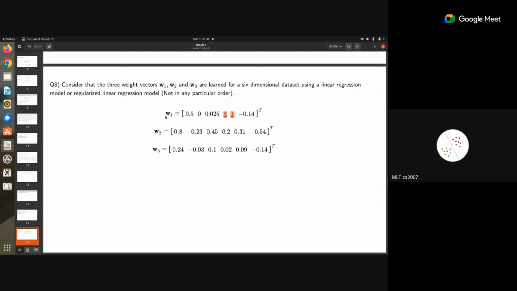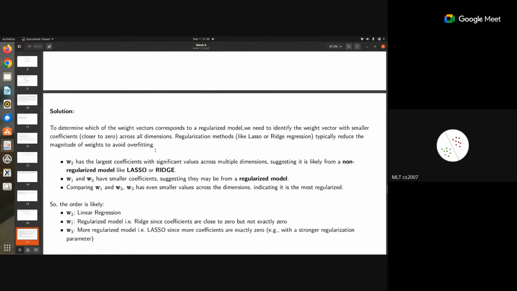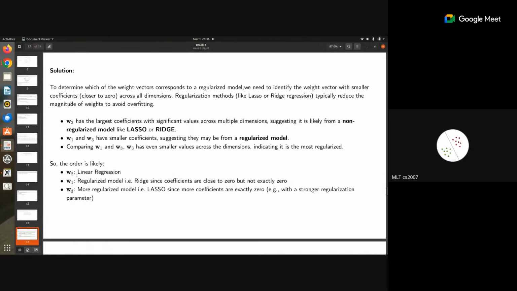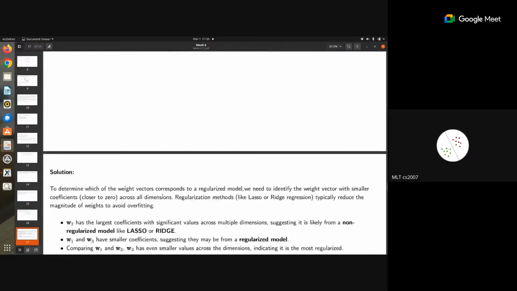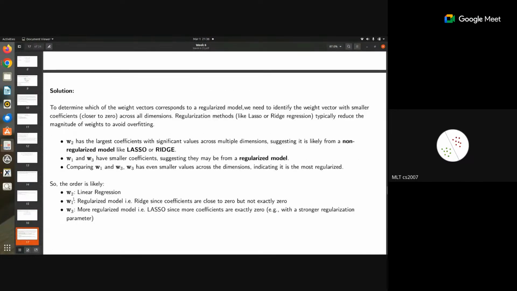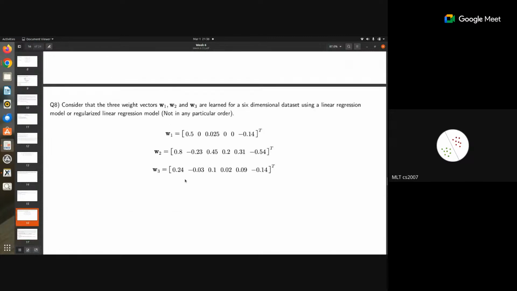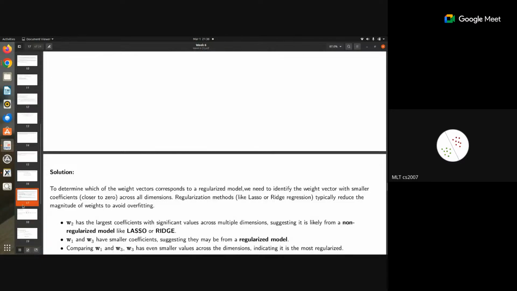So W1 is coming from Lasso, W2 is normal regression. You can see the weights here are higher than both W1 and W3, and it is the case for everything. So W2 is linear regression, W1 is the regularized model, which is the ridge one, and W3 is lasso. I think it is written wrong. It should be W1 here, and W2, W3 here. W3 is the ridge one. Okay.